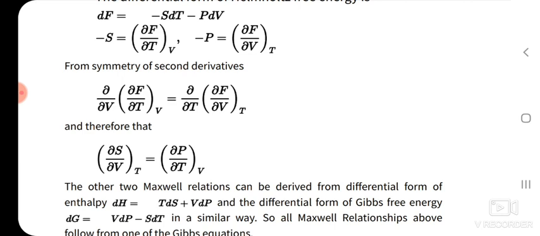Now let us derive the Maxwell relation from Helmholtz free energy. dF equals minus S dT minus P dV. This is the Helmholtz free energy. If we differentiate it, it gives minus S is equal to ∂F/∂T at constant volume, and minus P is equal to ∂F/∂V at constant temperature.